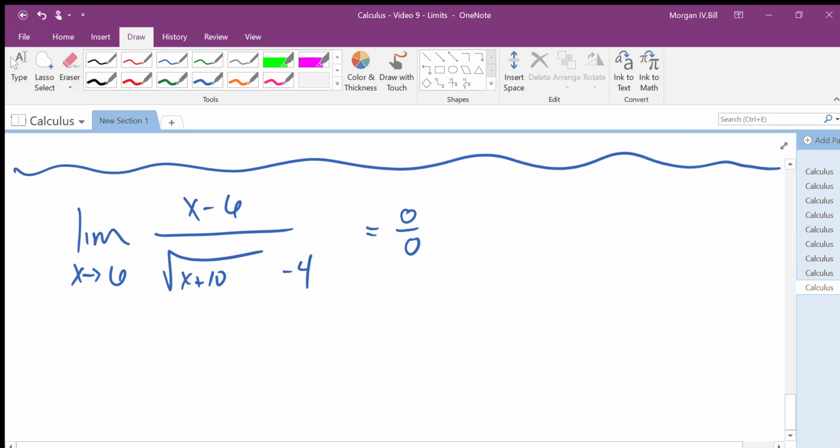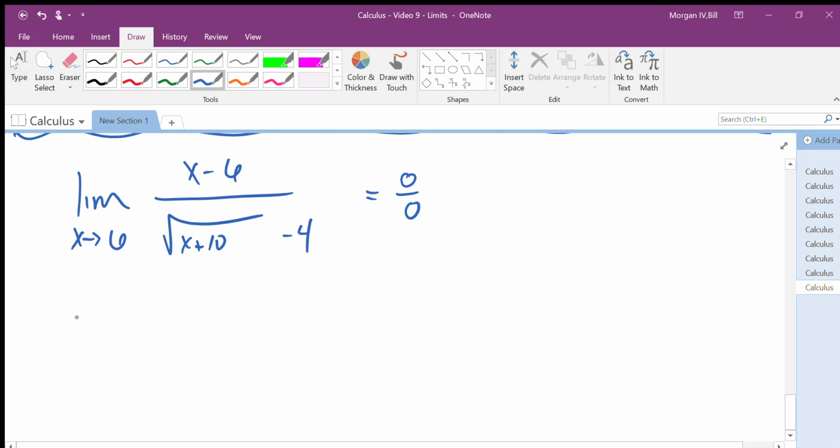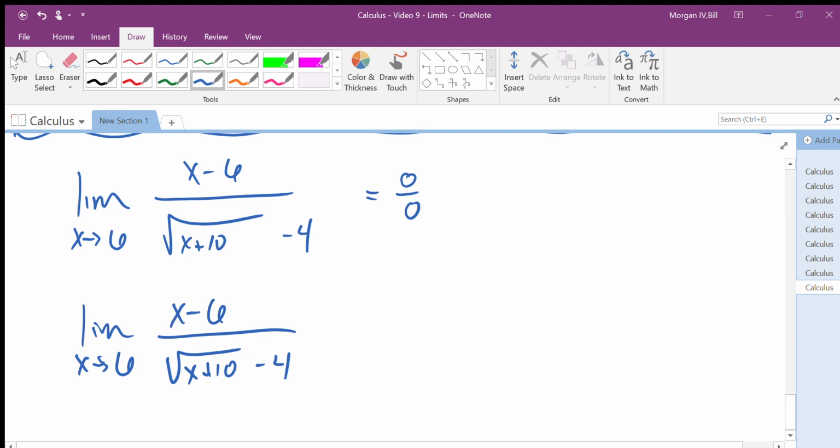So a little bit of algebra here. We'll take the limit as x approaches 6 of x minus 6 over the square root of x plus 10 minus 4. You notice I'm doing 3 examples in this video, and these are the 3 most common algebraic techniques to solve these limits. Again, the first one is if you have polynomials, you factor them. Hopefully something cancels out. Second, if you have fractions, we multiply top and bottom by the common denominator of the entire problem.